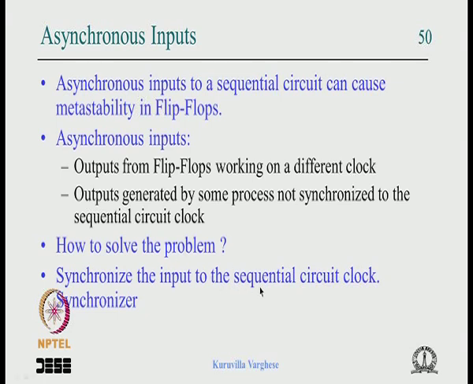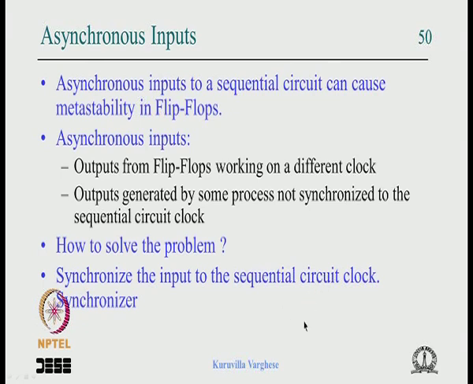Okay. That means there are edges which are changing randomly, the input is changing anytime, but now we have to make it change with respect to the clock of our system clock. Like we have a sequential circuit or a data path, now we have to make sure that this input, which had no phase relation to the clock we are clocking the data path or sequential circuit with, changes with a constant phase relation to this clock.